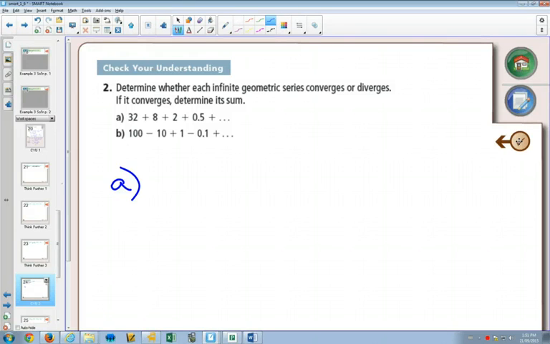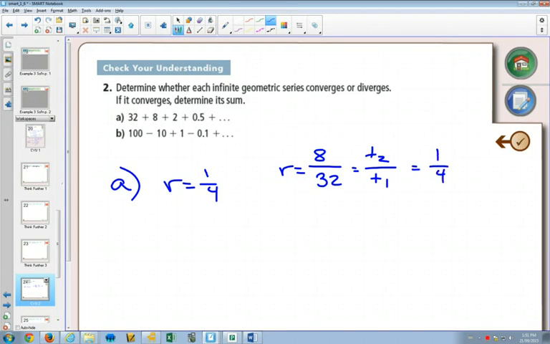So for part A, what's our R value? It's 1/4. Our R value is 1/4. Again, if you can't see it, you can always take two terms in a row and divide them. If I take my first and second term and say the second one divided by my first one, it's always the next one divided by the previous one. And I simplify that, I get 1/4.